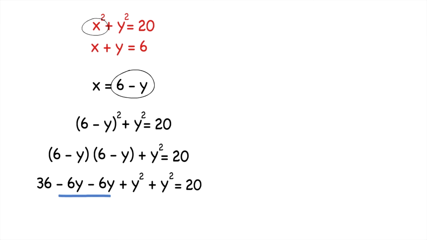Now we can simplify by grouping the similar terms together. When that's simplified, I will get 2y squared minus 12y plus 16 equals 0. You will have seen equations like this before when we're being asked to solve a quadratic, and that's exactly what we need to do here too.